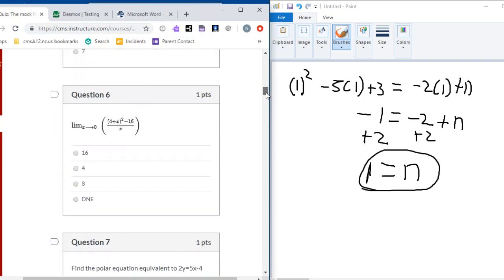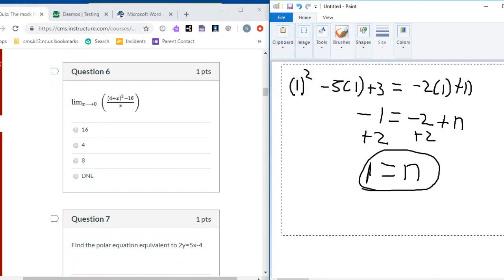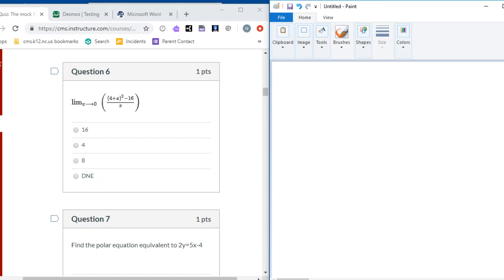Alright, question 6. The limit as x approaches 0 of (4 plus x) squared minus 16 over x. So I'm going to do this algebraically first, then in Desmos. I'll show you both ways.